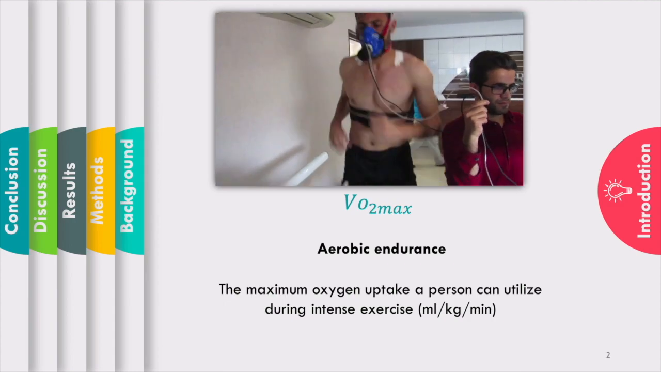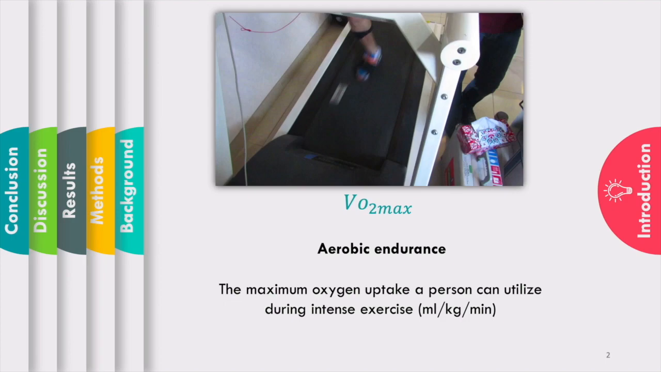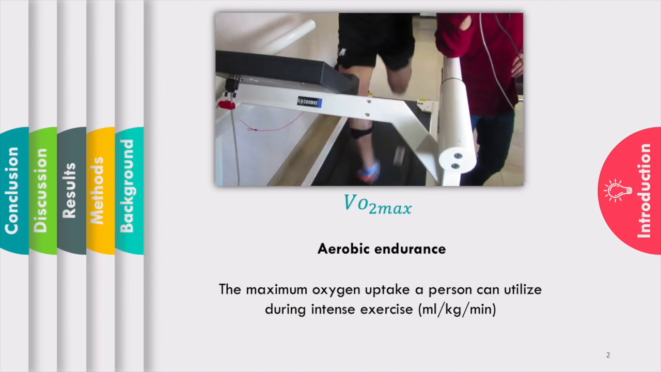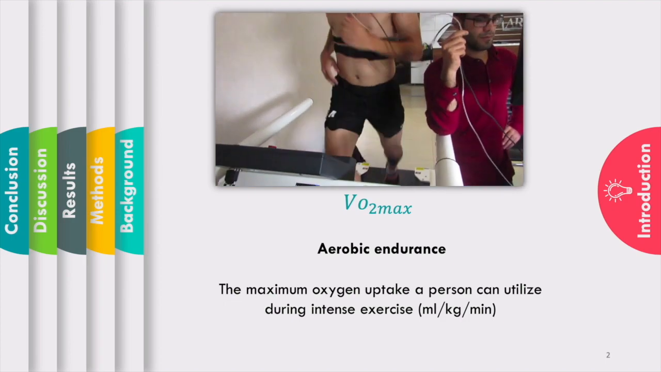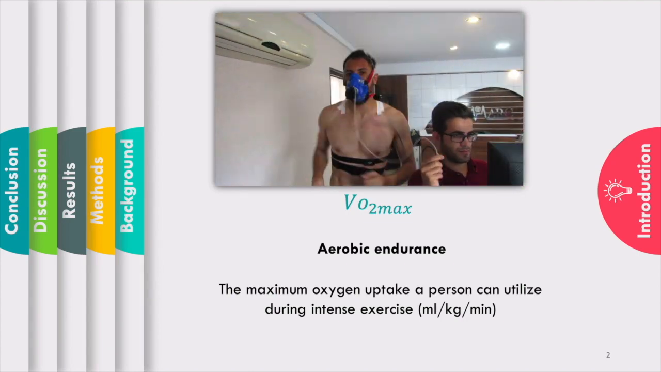VO2max is considered to be the most important component of aerobic endurance performance. The higher your VO2max, the longer and harder you can exercise for. It has been reported that a VO2max greater than 60 milliliters per kilogram per minute is required to play in-season matches in elite soccer players. Moreover, in some cases, team ranking could be explained by differences in VO2max. For this reason, professional soccer players are frequently examined by VO2max test.